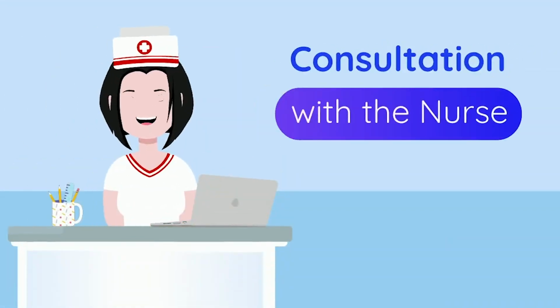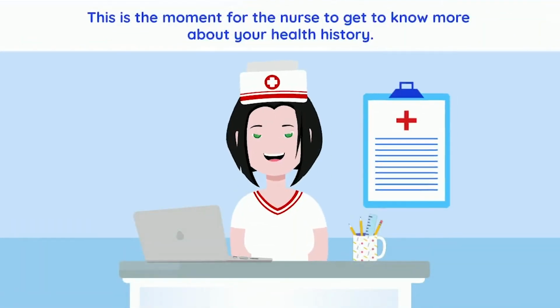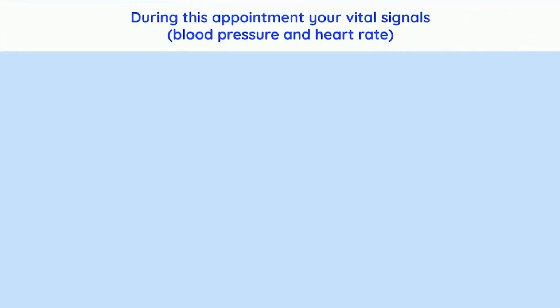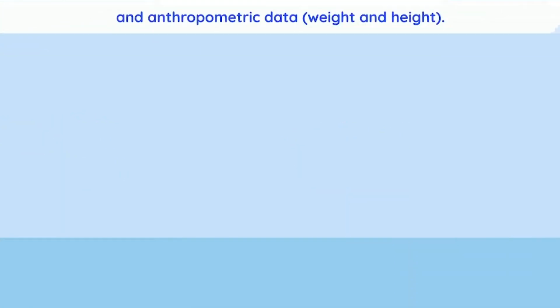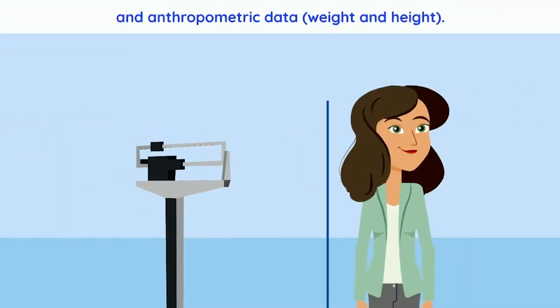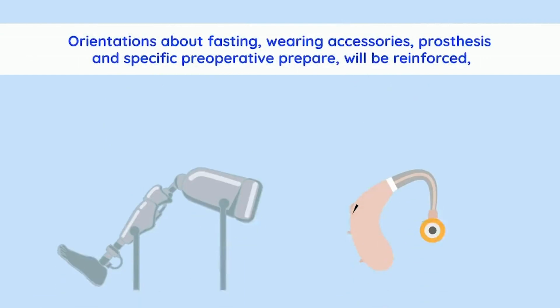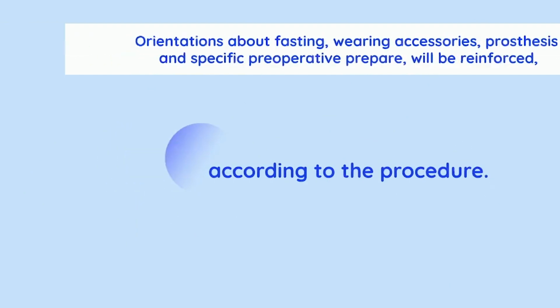Consultation with the nurse. This is the moment for the nurse to get to know more about your health history. During this appointment, your vital signs, blood pressure, and heart rate, and anthropometric data, weight and height, will be checked. Orientations about fasting, wearing accessories, prosthesis, and specific preoperative preparation will be reinforced according to the procedure.